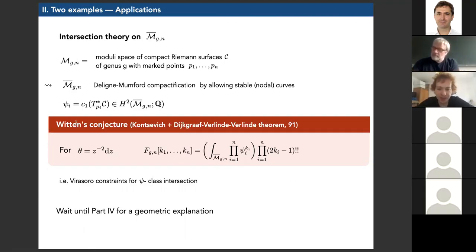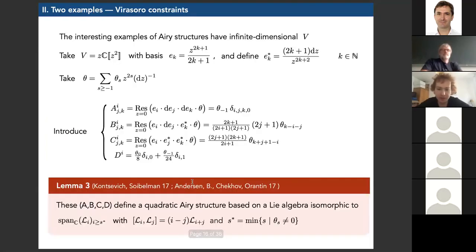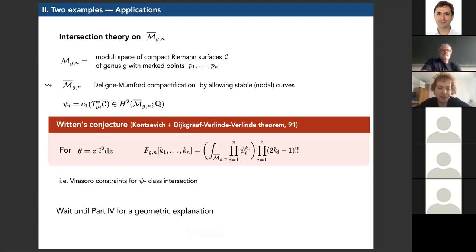One part of Witten's conjecture in '91 can be reformulated by saying that if you take the Airy structure that I wrote here, take theta, which is z squared, d minus 2 times dz inverse, then the F_{g,n} are indeed the integral of psi classes up to some combinatorial factor. And in view of how you compute the F_{g,n} from the Airy structure, the content here is that these psi class intersections satisfy Virasoro constraints, because we've seen this Virasoro algebra appearing.